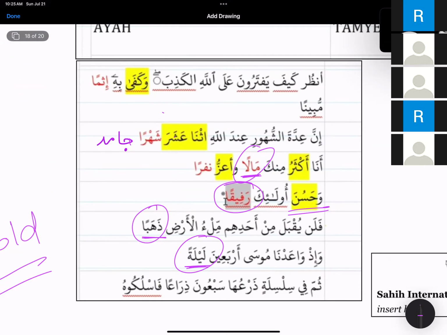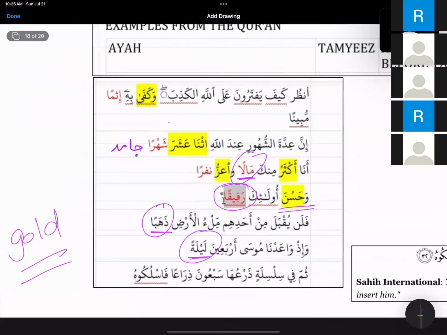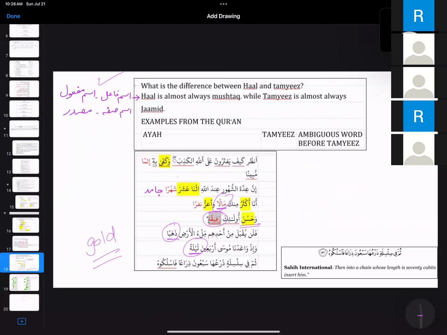So, you guys can see that mostly tamyiz is going to be the words that are jamid. Ism that are jamid. Mostly. Right? There are always exceptions. But our hal is always ism mushtaq. Right? So basically, that's all for today.